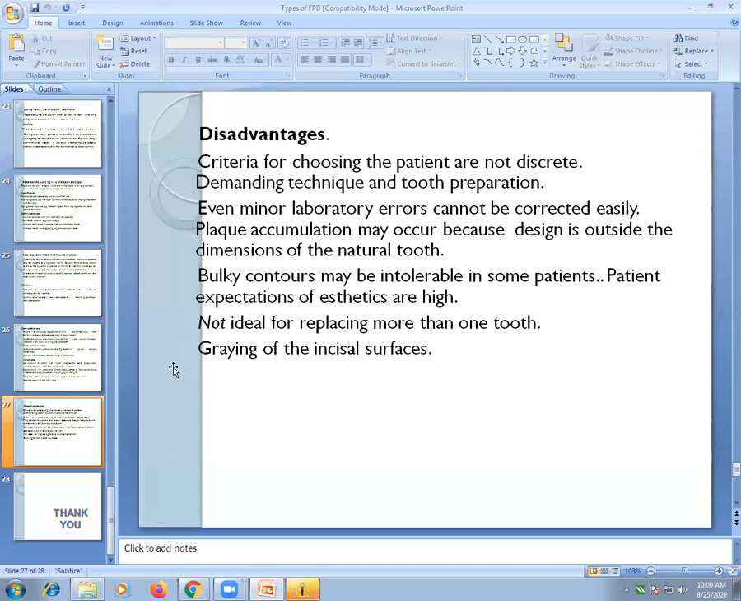A demanding technique and tooth preparation is required. Even minor laboratory errors cannot be corrected easily. Lack of information may occur because the design is outside the dimensions of the natural tooth. Bulky contours may be intolerable in some patients. Patient expectations of esthetics are high. And this is not ideal for replacing more than one incisor. These are the main disadvantages.